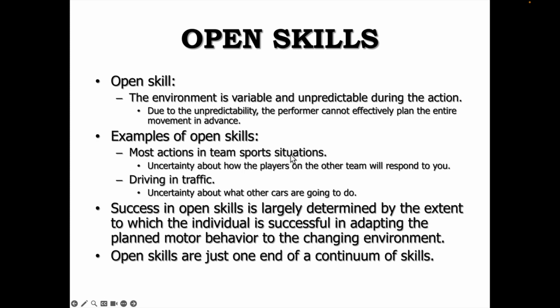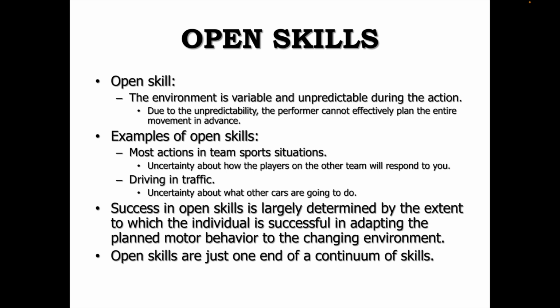Most actions in team sports, because you don't know what the opponent is going to do in that particular sport. For example, if I'm guarding someone who has the ball in basketball, I don't know whether the person who has the basketball is going to move to the right, to the left. Are they going to shoot the ball? Or are they going to pass the ball? So it's unpredictable what the particular person is doing. So I have to be ready for a bunch of different scenarios. So that's why guarding someone in basketball would be an example of an open skill. Another example would be driving in traffic, because you don't know what the other people are going to do.